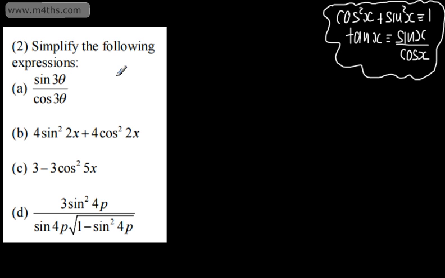So sin 3 theta over cos 3 theta, well, that's just going to give me tan 3 theta. It doesn't matter that that's 3 theta, as long as this is 3 theta and that is 3 theta, that's perfectly fine.